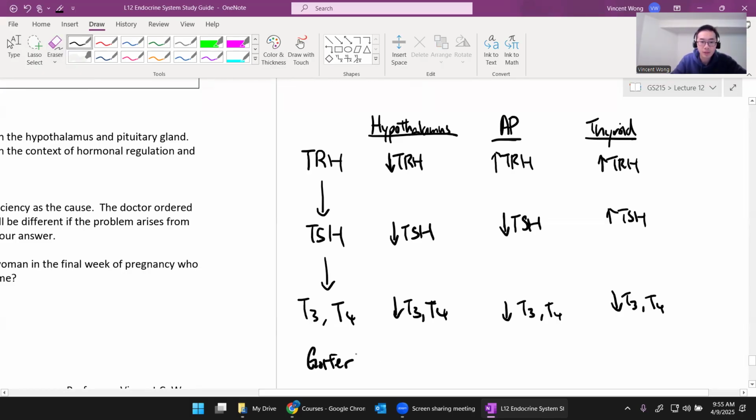What about goiter? Okay, which of these scenarios would you expect a person to have goiter? All of them, first one, second one, last one. Think about it for a second. Okay. Anyone else?